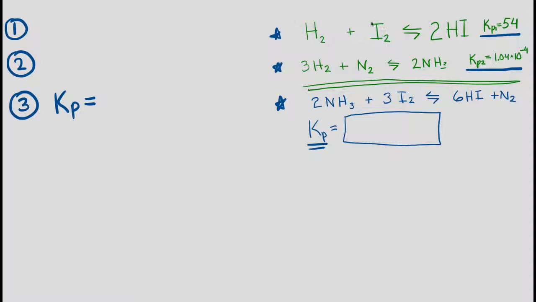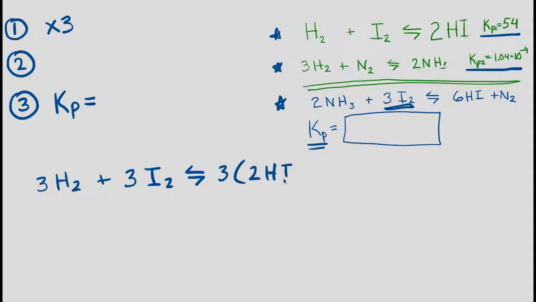Reaction 1 has an I2, as does reaction 3 here. And it's 3 times bigger. So let's go ahead and multiply 3 times reaction 1. So we're going to write it down here, times 3. Now if we do that, it's going to be 3 times H2 plus 3 times I2, and that gives you 3 times 2HI, which is the same as 6HI.